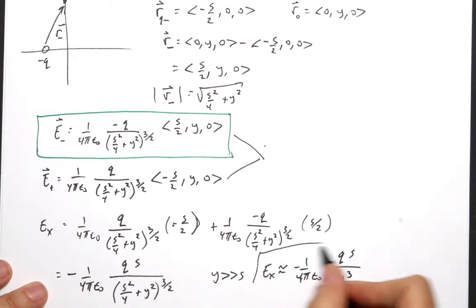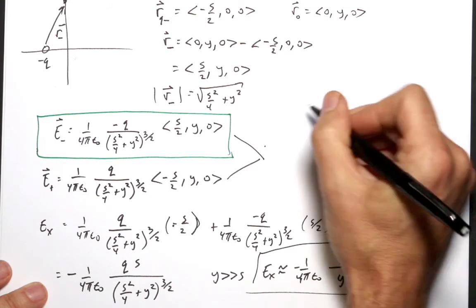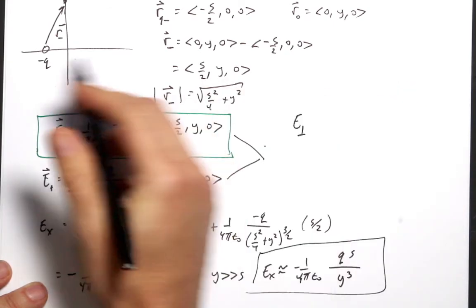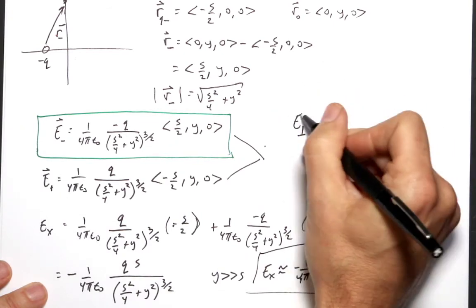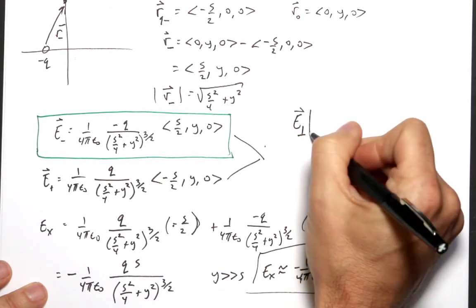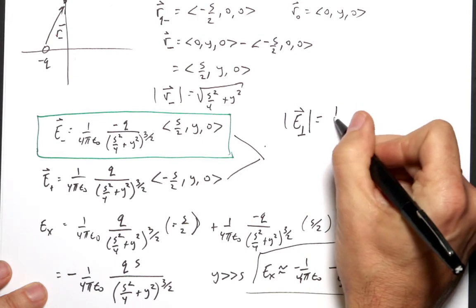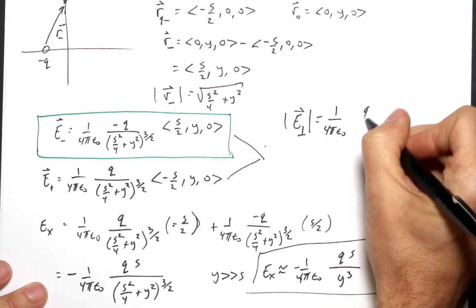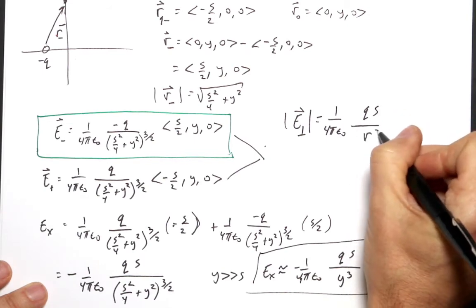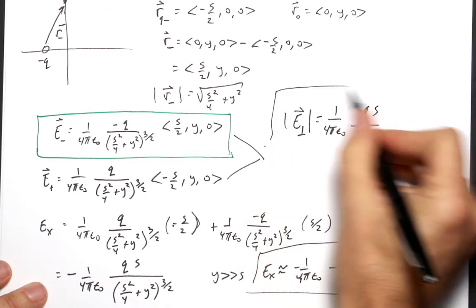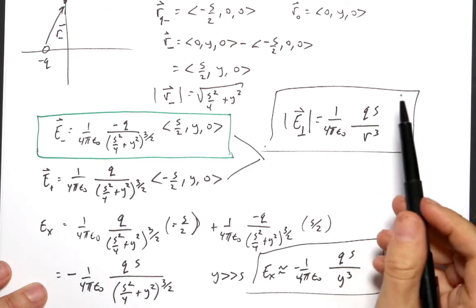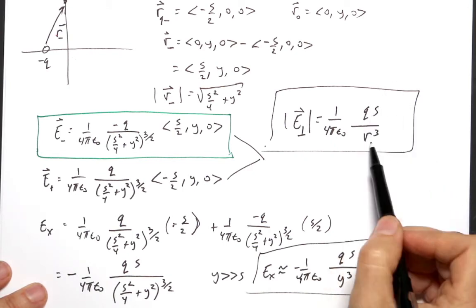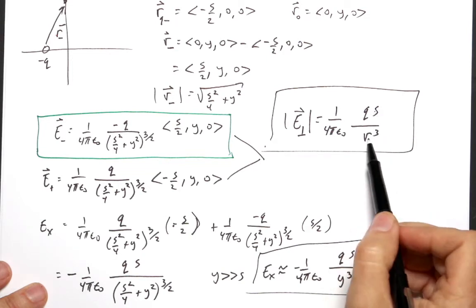And that's my answer. So I could write this in a different form. I could say E perpendicular, because it's perpendicular to the axis of the dipole. Magnitude is going to be 1 over 4 pi epsilon naught qs over r cubed. And notice it does have the correct units, the same units as the electric field due to a point charge. It's charge over distance squared, except distance over distance cubed.